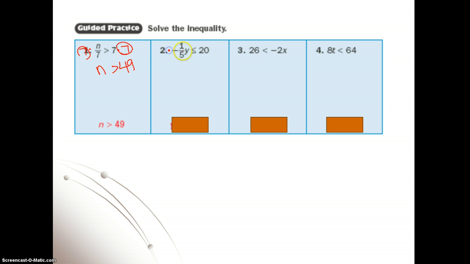Number 2, multiply by the reciprocal, which is -5, to both sides. This is y. This is -100. And it flips because I physically moved a -5. Here's the variable x. Divide each side by -2. -13. X. Does this flip? Yes, it does, because it's a -2.